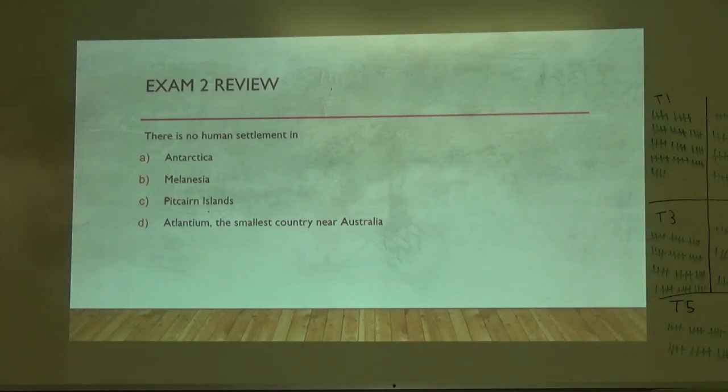What's the population of Atlantium? I don't care about the whole thing. It's so small. 60 people, I'm sure. Guess what? There's also no human settlement. Although it has an Orthodox church on it, which I find incredibly weird considering there's no human settlement. Why is that not a denomination?